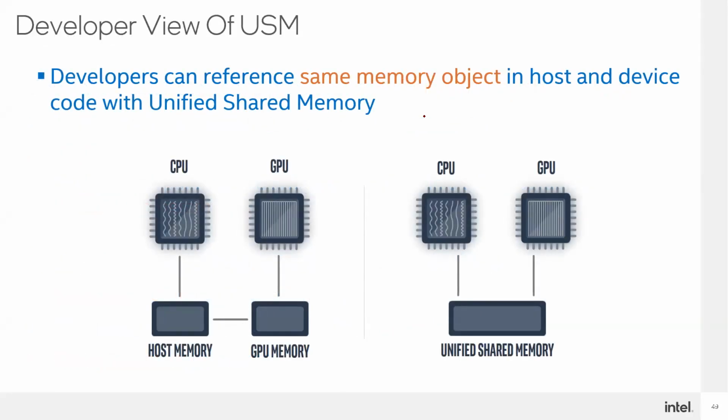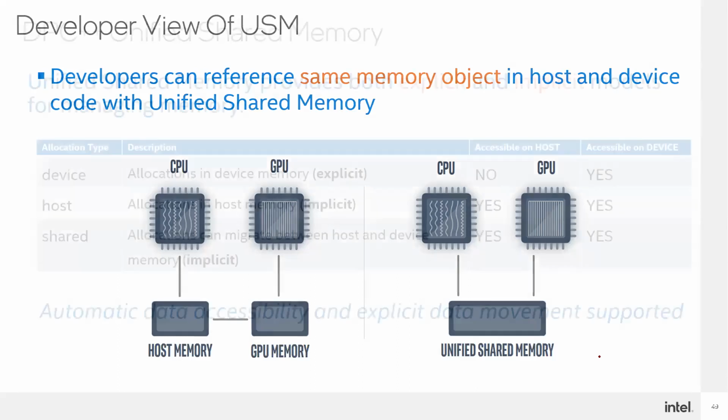But from the developer's point of view, unified shared memory looks like the picture on the right-hand side, so that the pointer which you operate on the CPU points to the same memory address. You can use the same pointer from both sides, from CPU and GPU. And this is what unified shared memory allows you to do.